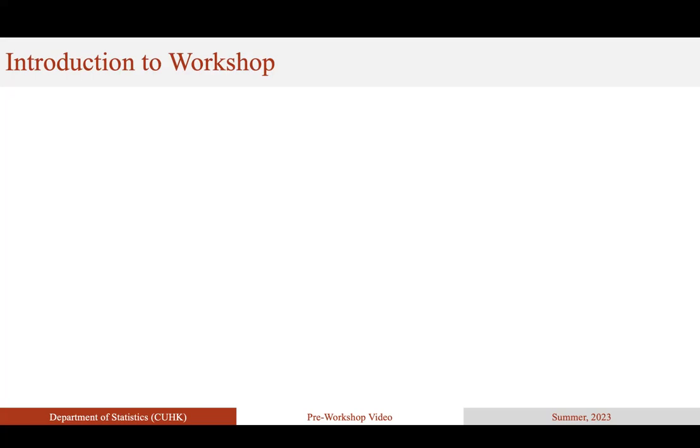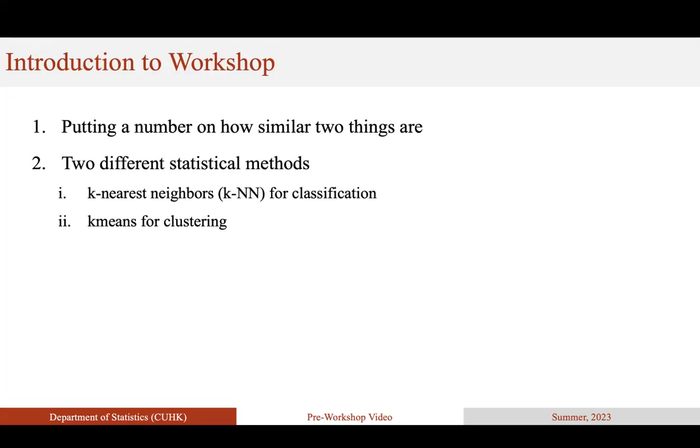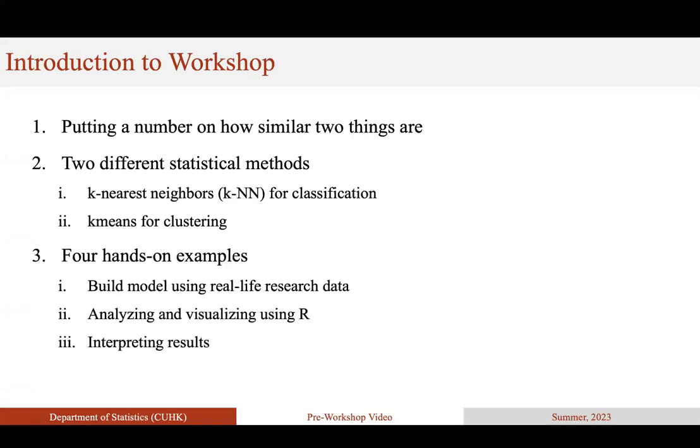After attending the workshop, you will learn how to quantify how similar two things are. You will also learn about 2 different statistical methods, which are k-nearest neighbors, KNN for classification, and k-means for clustering. Most importantly, you'll get hands-on experience on 4 different examples which may relate to your research. You will learn how to analyze and visualize your data using R. And lastly, how to interpret your results. If you're interested to learn more about installing and using R, please watch the other pre-workshop videos.